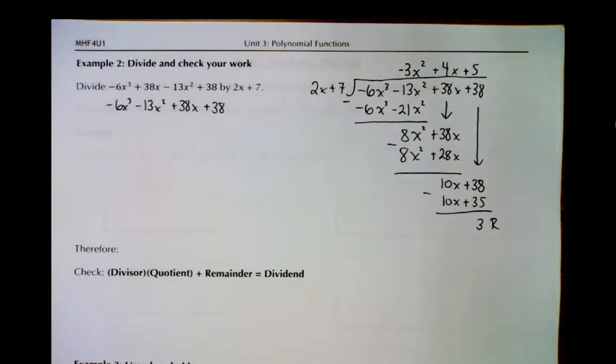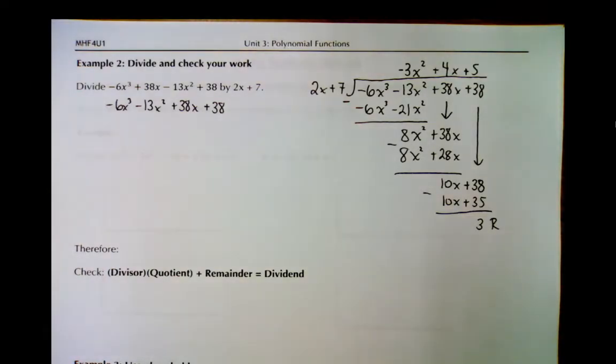And we have a quotient of negative 3x squared plus 4x plus 5. This polynomial did not divide evenly, so when we write our division statement, we're not actually writing a factored form because there will be a remainder. So we'll get to see what that looks like. Let's try writing our division statement: divisor times quotient plus remainder.